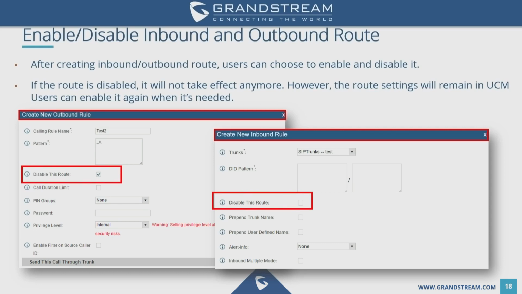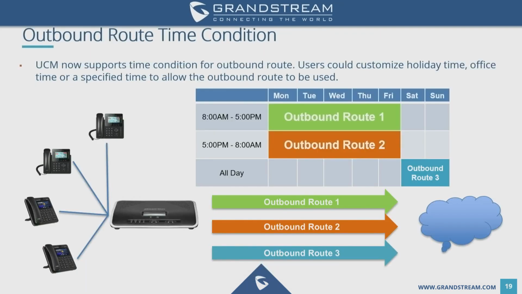So this is where you disable inbound and outbound routes. You just disable them, and we will show you the outbound route. Like in this example, 8 a.m. to 5 p.m. you want to dial outbound through route 1, and then 5 p.m. to 8 a.m. you can use only outbound route 2.